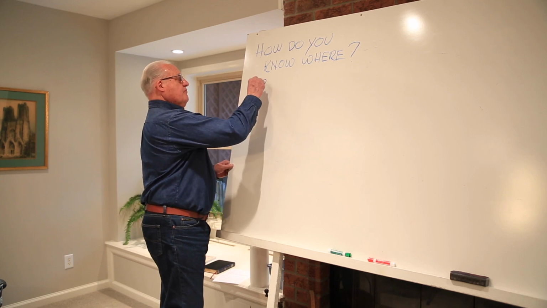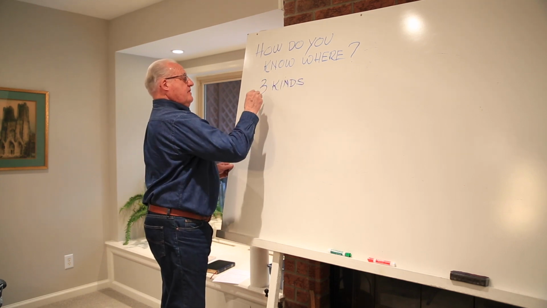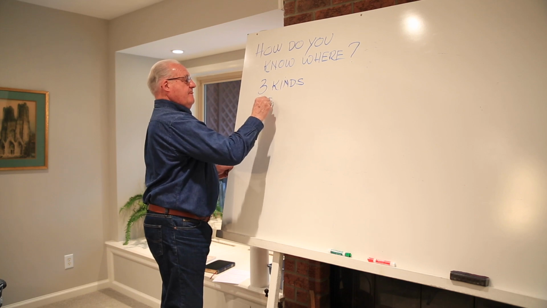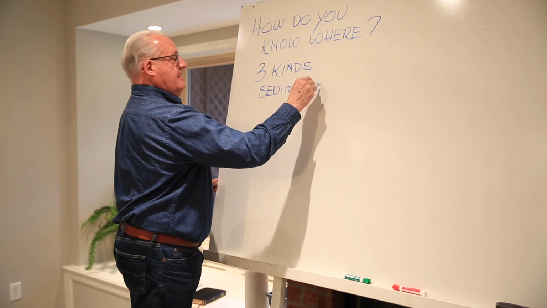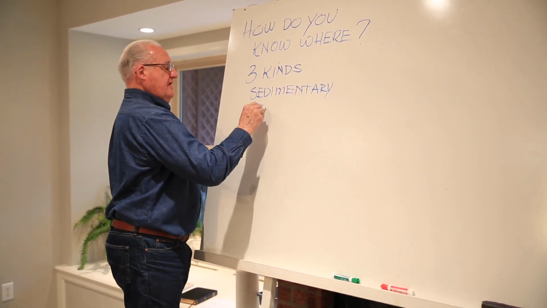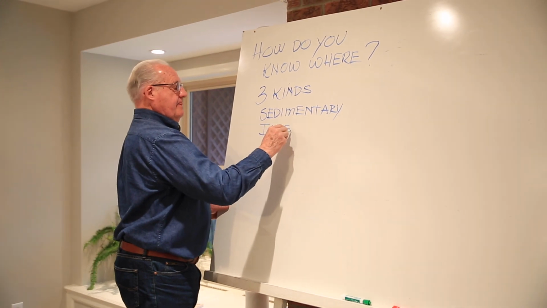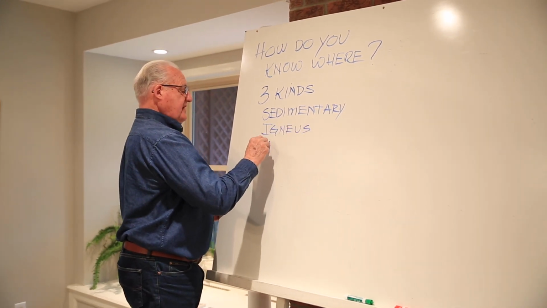There are three kinds of rocks. And these are really important. They're sedimentary. This is where you find oil and gas. There are igneous rocks. And they're metamorphic.